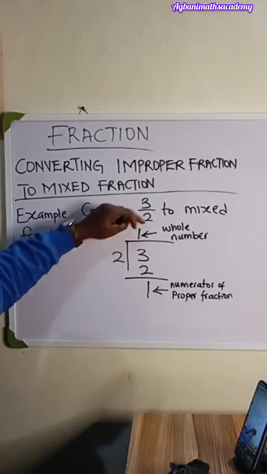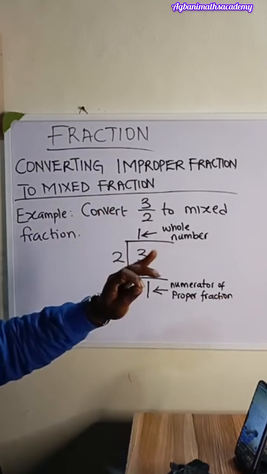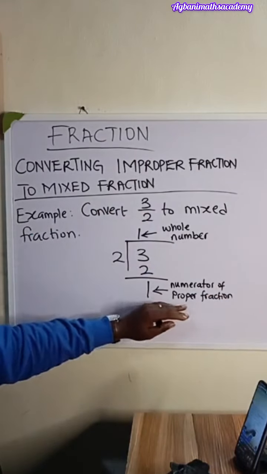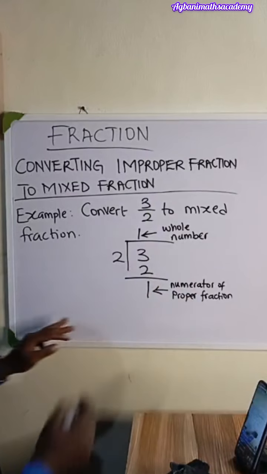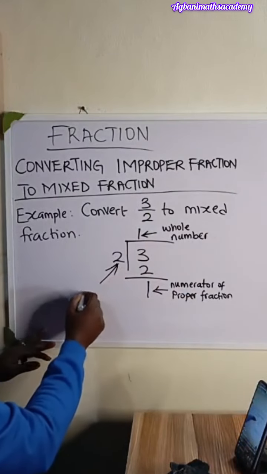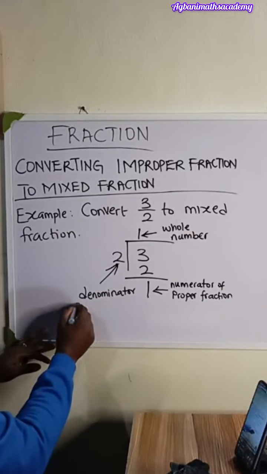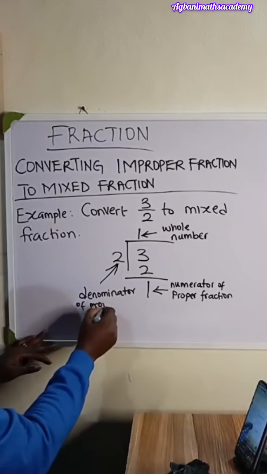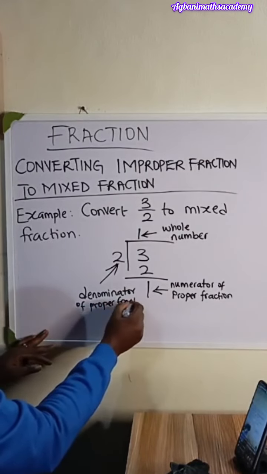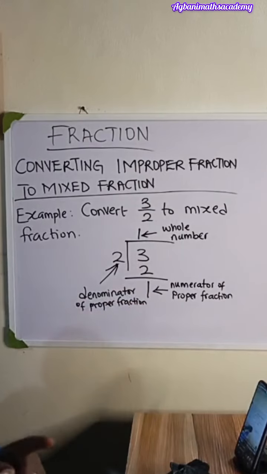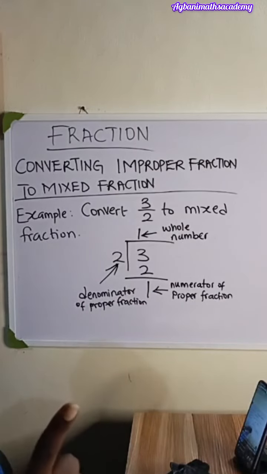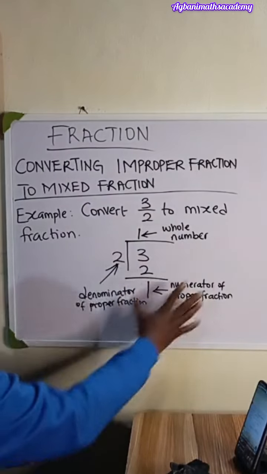So the number up here is the whole number. The number at the bottom is the numerator of the proper fraction. And this 2 here is the denominator of the proper fraction. So remember I told you earlier that a mixed number contains a whole number and a proper fraction. So that is why we did it in this way.